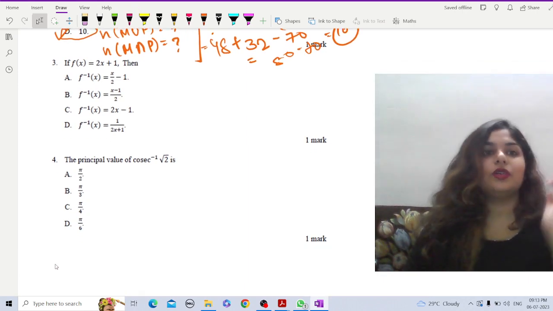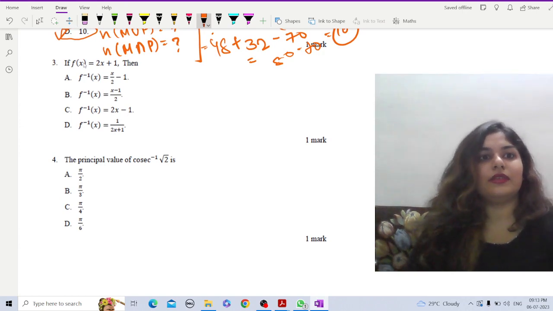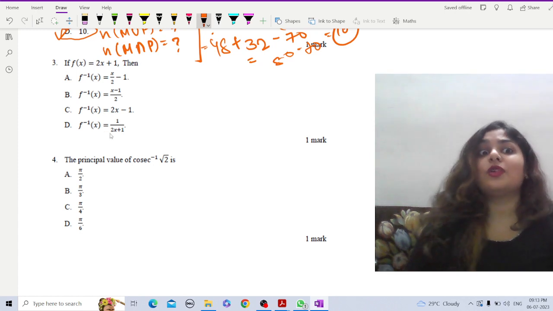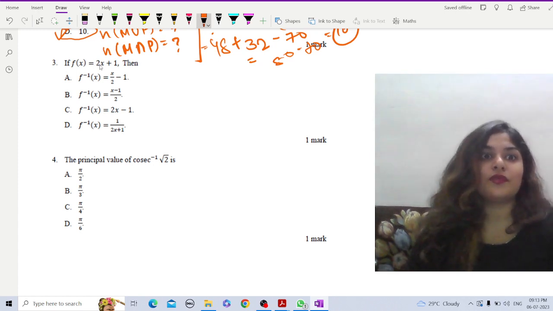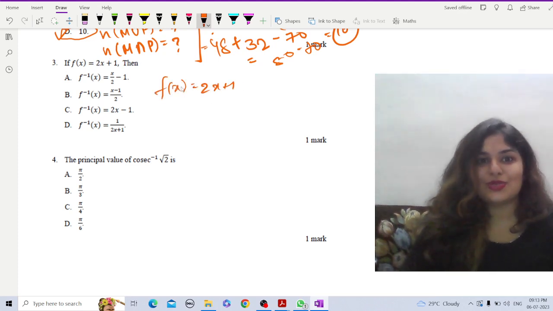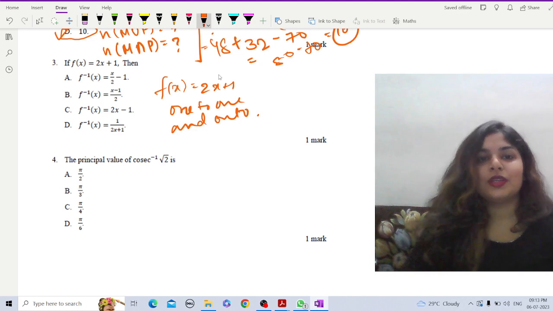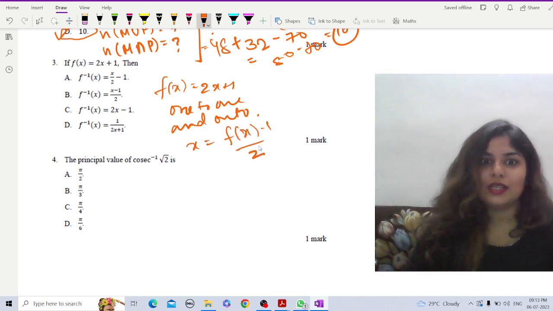The third question: we are given a function f(x) equal to 2x plus 1. We have to find the inverse. First of all, we have to see if the inverse exists or not. Of course, as f(x) is equal to 2x plus 1, this relation is one to one and onto, correct? So now we can easily write down the inverse. First, let's write down what x is here. So x can be written as x is equal to (f(x) minus 1) by 2, right?